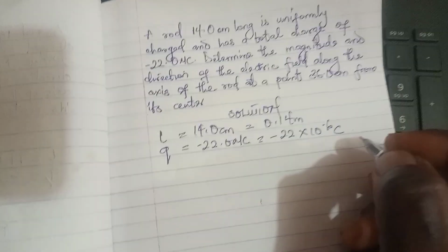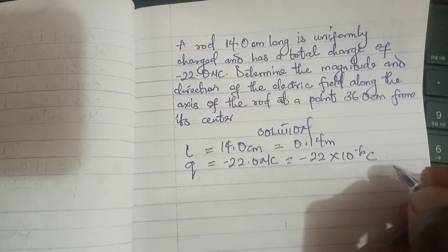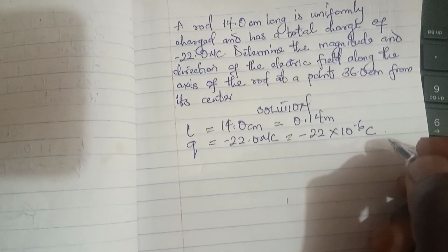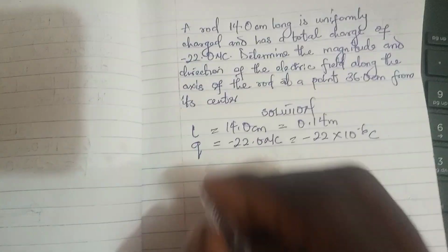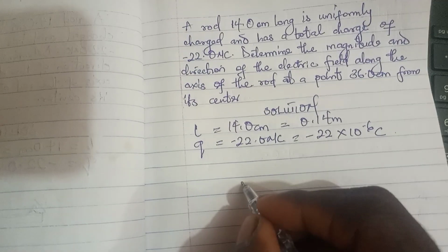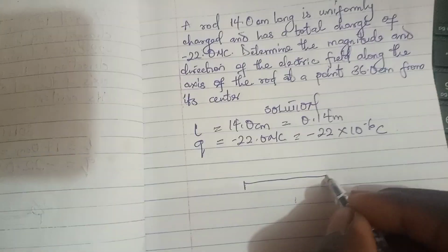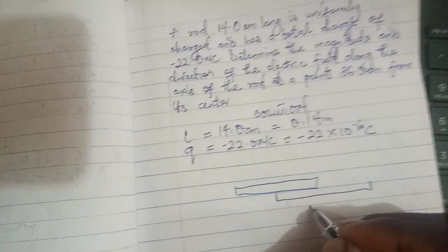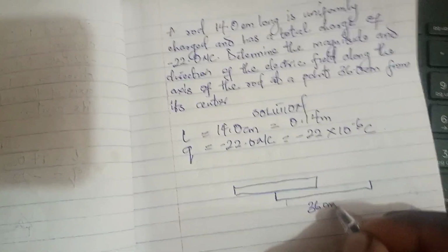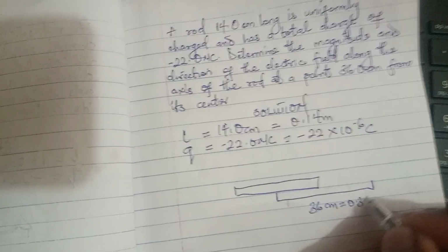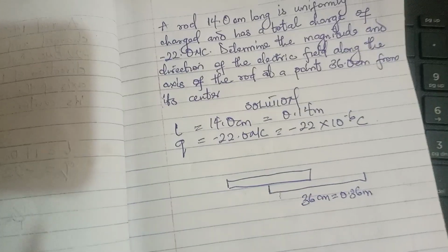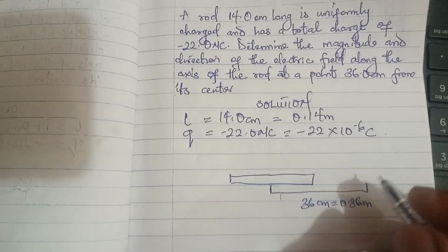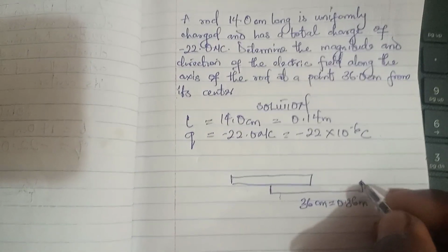So that is settled. We have to determine the magnitude and direction of the electric field along the axis of the rod at a point 36 centimeter from the center. Let's imagine that this is the rod. From the center to that point is 36 centimeter, which is equal to 0.36 meter. If we follow along, we will discover that this is the point we're dealing with.